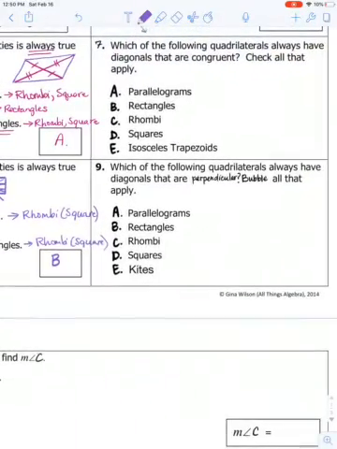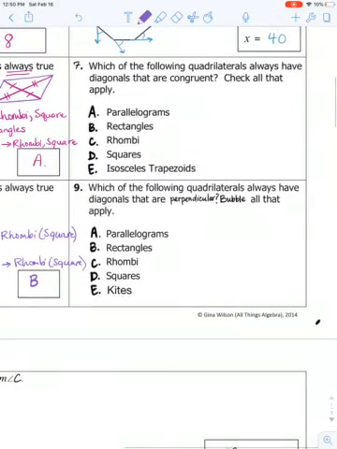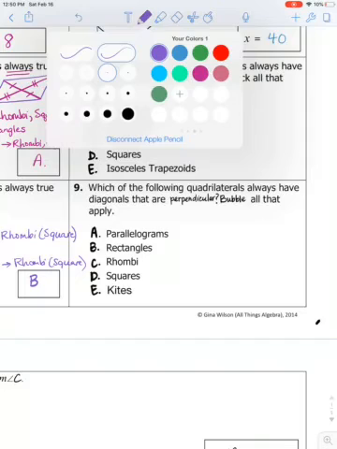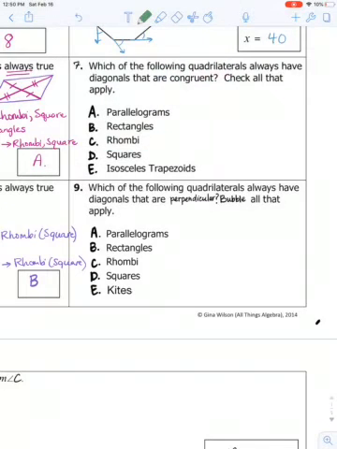All right, so that was given the shape, which of the following are properties. Now we're going to switch it around. Given a property, which quadrilaterals have that particular property? So let's look at number 7 here. Which of the following quadrilaterals always have diagonals that are congruent? Oh, it sounds like we were just talking about that.